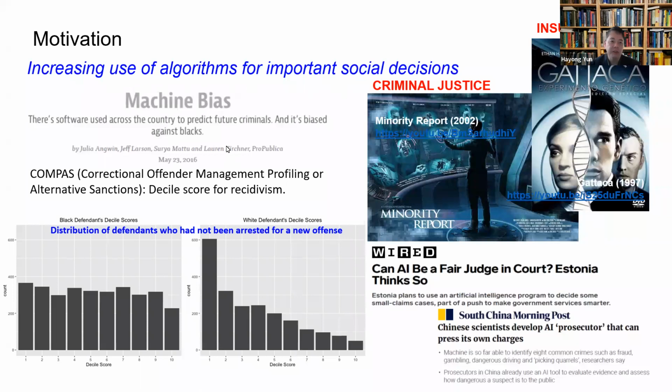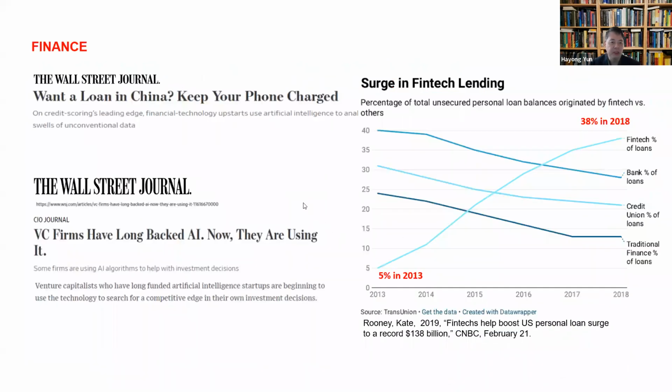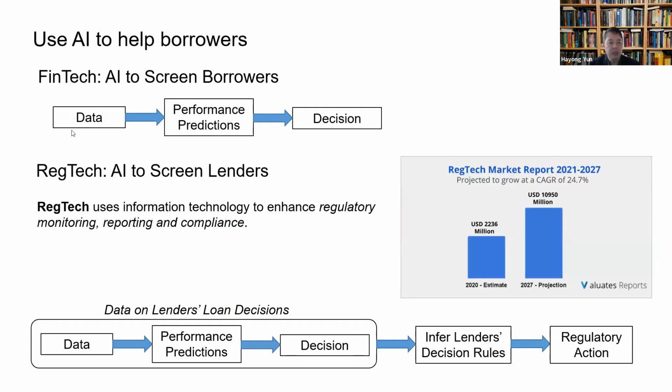So the motivation is that there's an increasing use of algorithms for important social decisions, such as parole decisions, criminal justice, insurance, and many, many things. And not surprisingly, in finance, there's also increased use in fintech, and it has been catching up with traditional lending in recent years. So how do we use AI to help the borrowers? Well, the lenders are already using it.